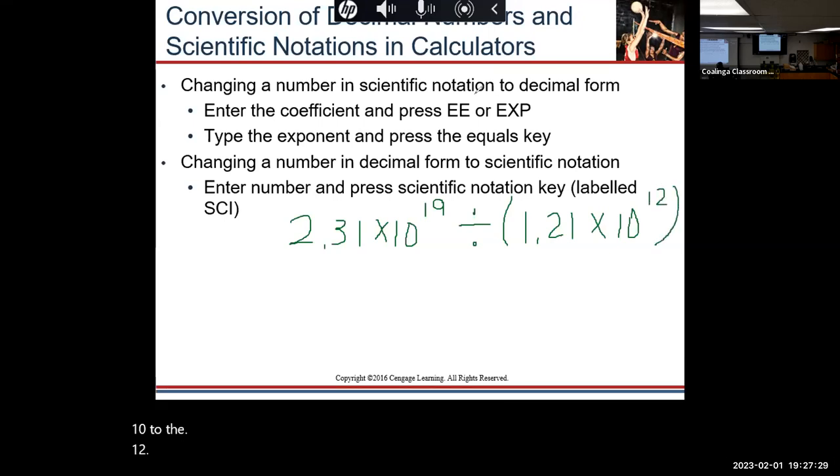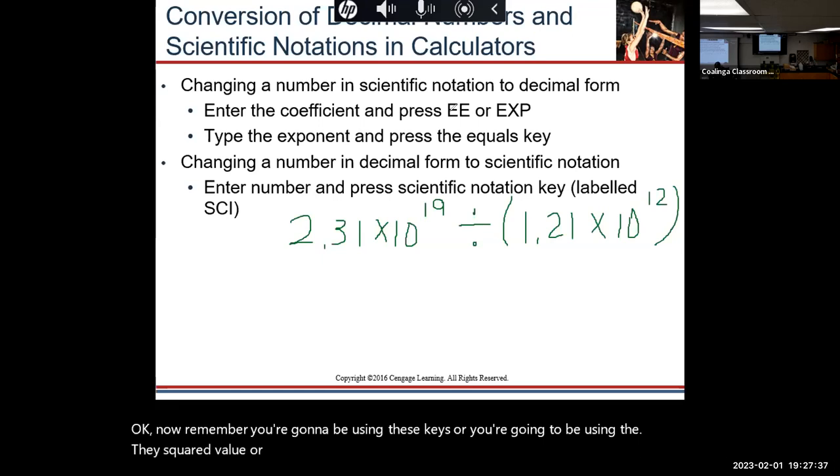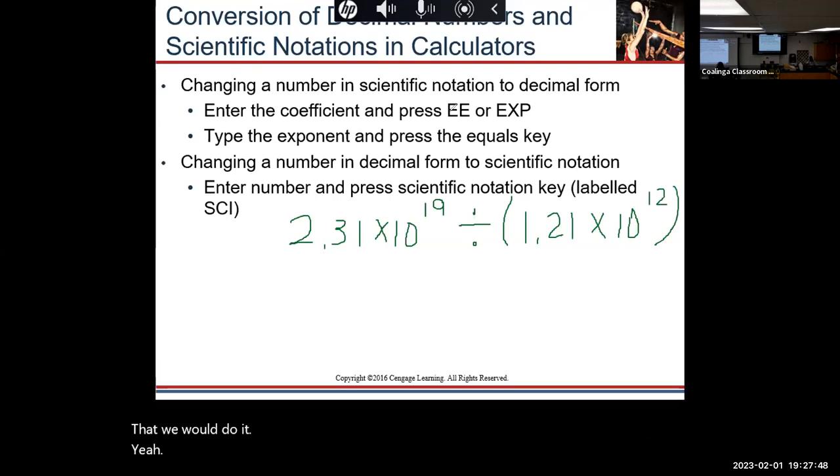Okay. Now, remember, you're going to be using these keys, or you're going to be using the squared value, or the squared x value, to do it, okay? So typing it in that way would be good. Because the library, you guys can check one out at the library for the scientific calculators.